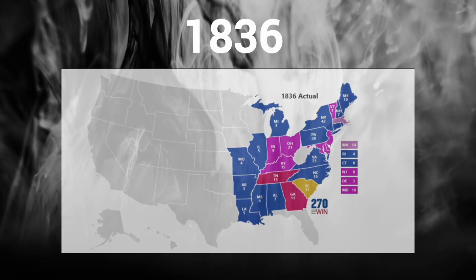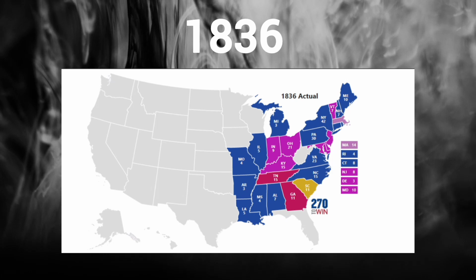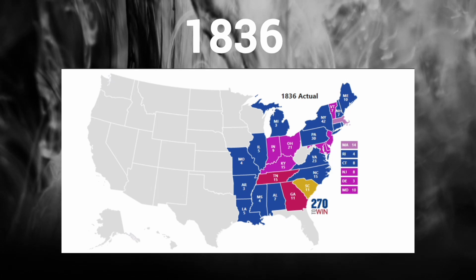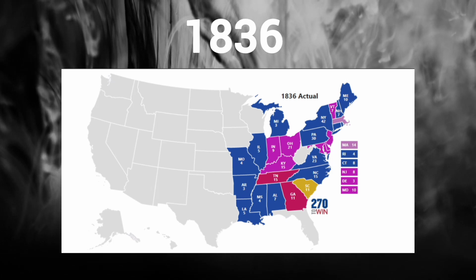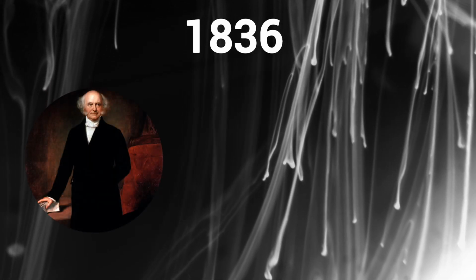The election of 1836 is predominantly remembered for three reasons. This election was the last, until 1988, to elevate an incumbent vice president to the presidency without the death or resignation of the president.